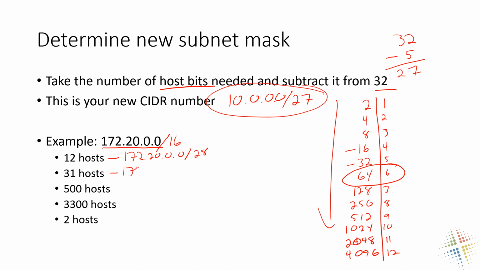So my new address, 172.20.0.0 / 32 minus 6 is 26.